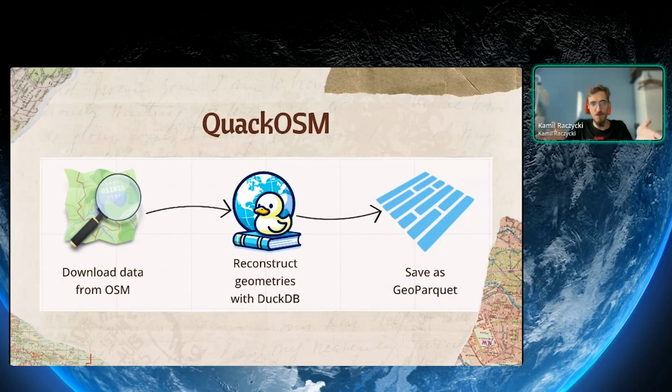So what is QuackOSM? Basically, it downloads the data from OSM in this PBF format, reconstructs geometries with DuckDB, and saves the data as GeoParquet. GeoParquet is the current cloud native format for saving geometries, and it's really fast and can be indexed, and yeah, a very good format for vector geometries.